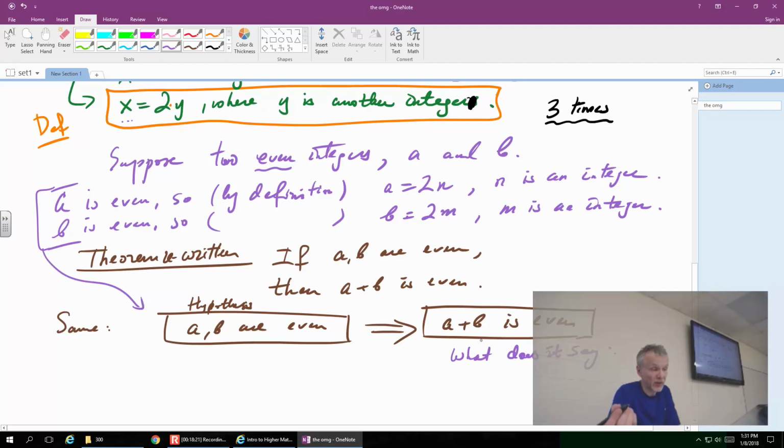So a plus b is even. The definition at the top: so a plus b equals 2k. 2k, very nice, k an integer. Okay, so that's what we are trying to arrive at.